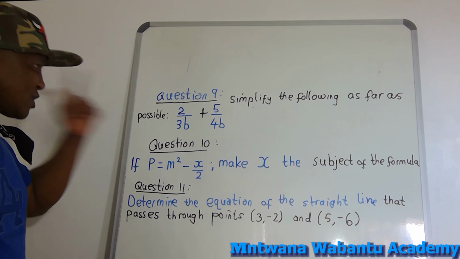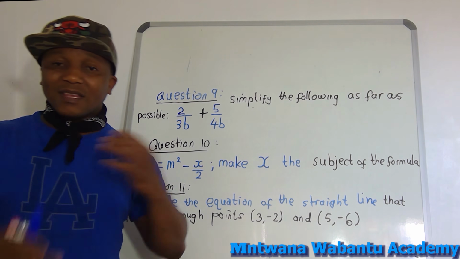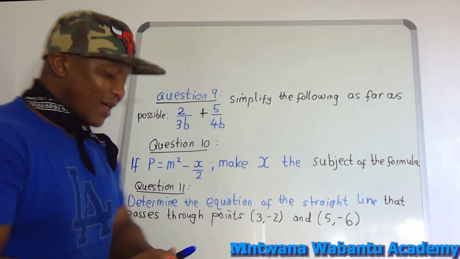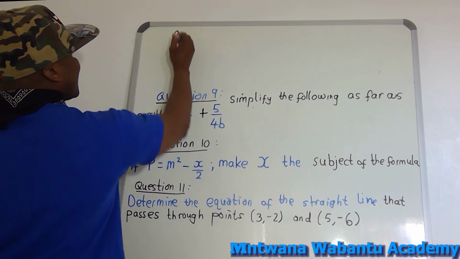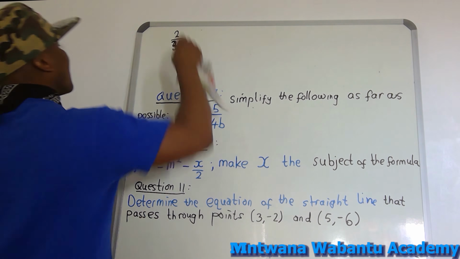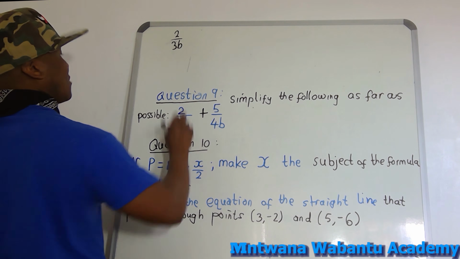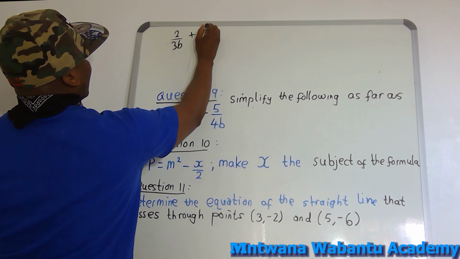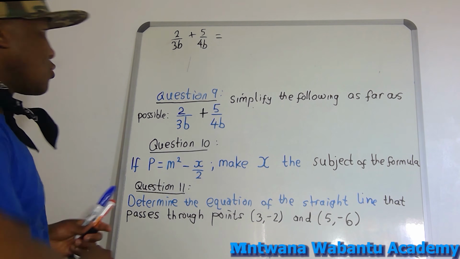So I'm thinking, okay, this 3b and this 4b, how will we make them the same? We know the common number between 4 and 3 is 12. Let me write this aside: 2 over 3b plus 5 over 4b. So this is your intention, to make the denominator the same.